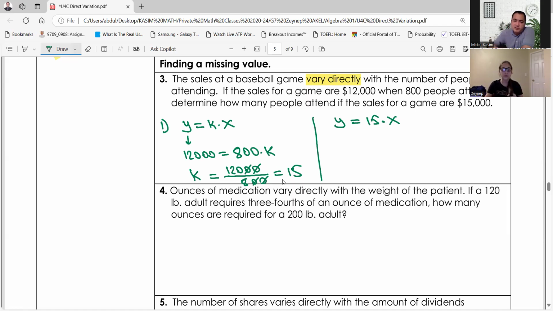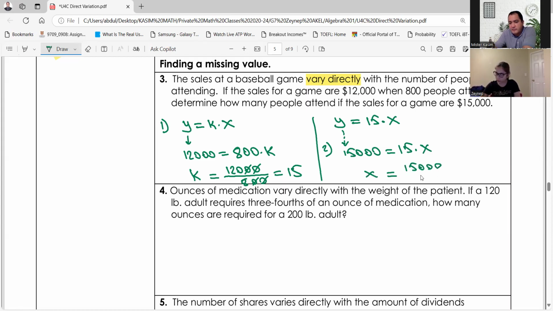Can you read the question one more time? The sales at a baseball game vary directly with the number of people attending. If the sales for a game are $12,000 when 800 people attend, and the sales was 15,000, we have to find the number of people. That's x. Now from here, you know how to solve this equation.